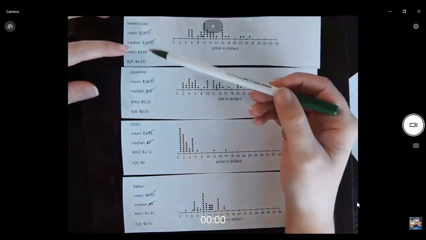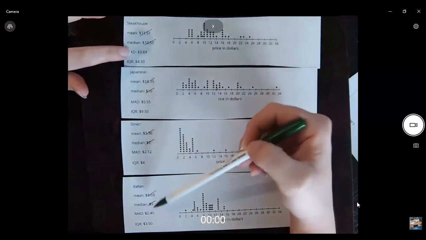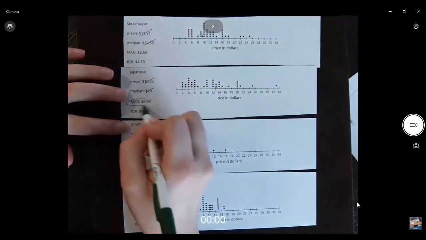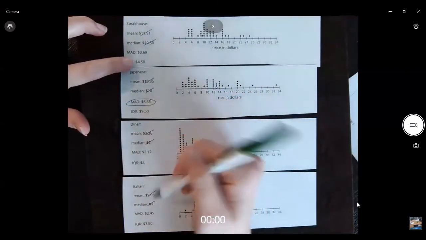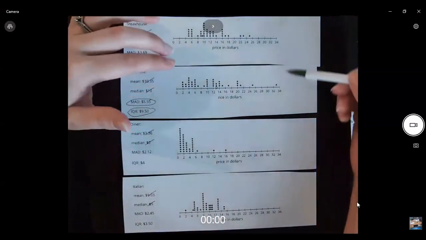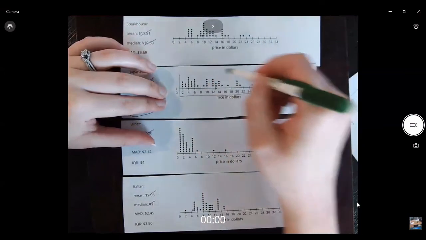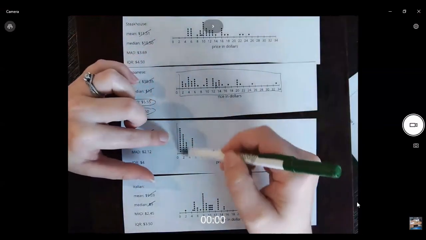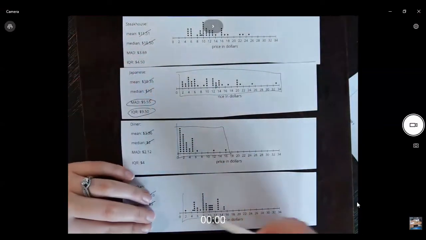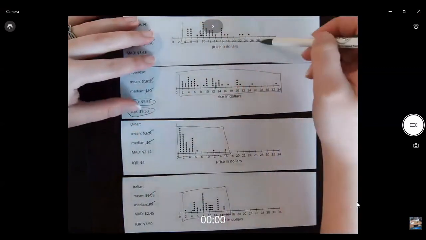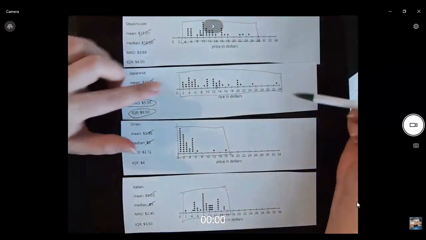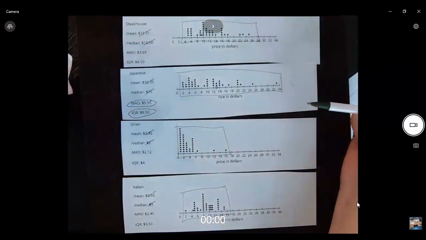So if you look between our mean absolute deviation, our largest one is here. Between our interquartile range, this one is also our largest one. And if you look at the way that the data is shaped, you can see that the data is very spread out compared to some of the other options. So this second option, which is for Japanese food, would be a better fit to what the owner wants for the restaurant.